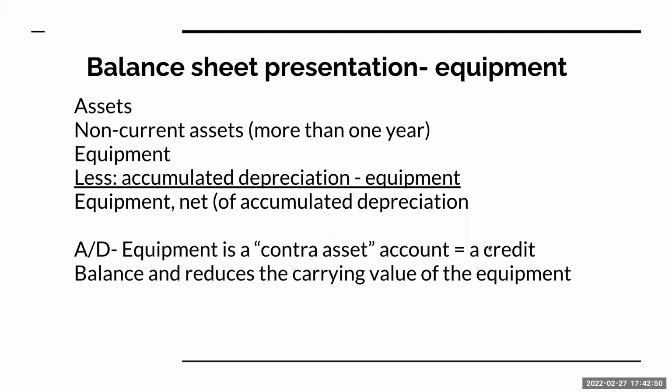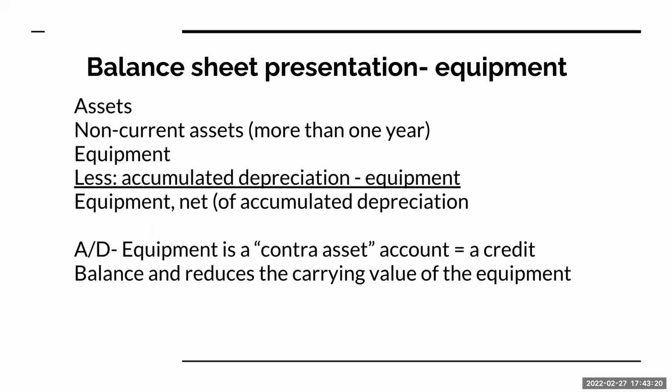So how is this going to look on our balance sheet, right? On our assets section under non-current assets, remember, equipment gives us multiple periods of use. So I'm going to take the equipment less the accumulated depreciation, or how much depreciation I have taken to date. This is going to give me equipment net, right? It means net of the accumulated depreciation. Again, accumulated depreciation on equipment is a contra-asset account. It will have a credit balance, right?